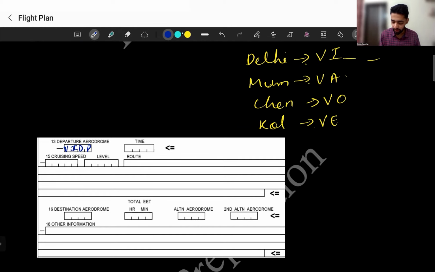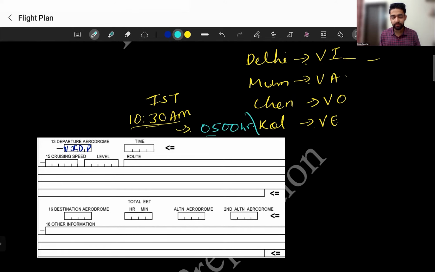If I assume that I am departing at 10:30 a.m. Indian Standard Time, I have to convert this into UTC, Coordinated Universal Time. So this will be written as 0500 hours. Why like this? Because it is 5 o'clock at Greenwich, or in England. We have to write the Greenwich time as the departure time. So it will be 0500. So I'll be flying at 0500 Greenwich time from Victor India Delta Papa. Clear? Now let's come to item number 15.